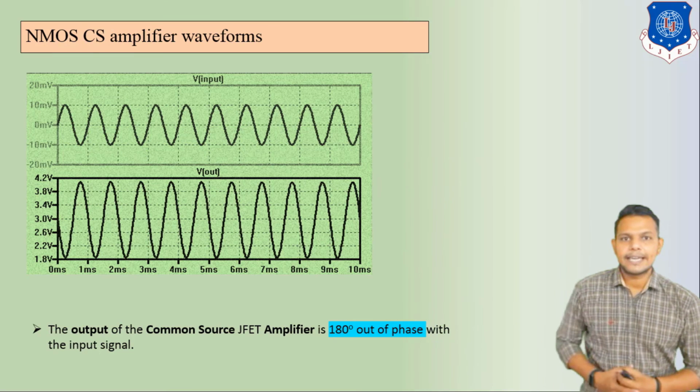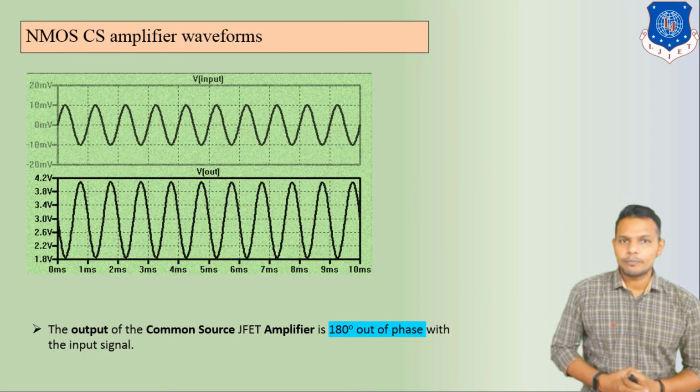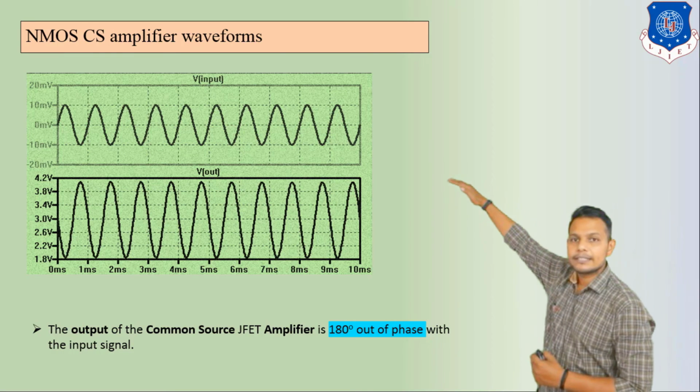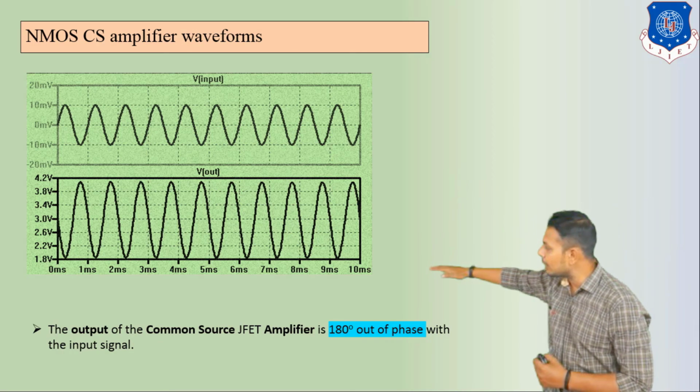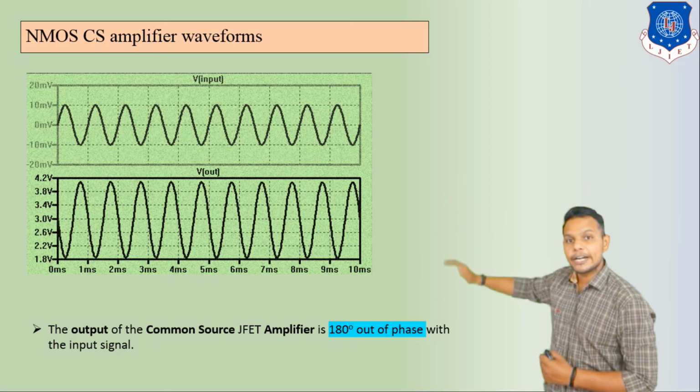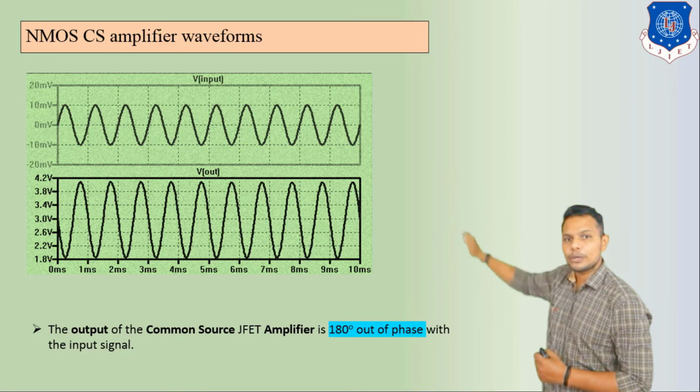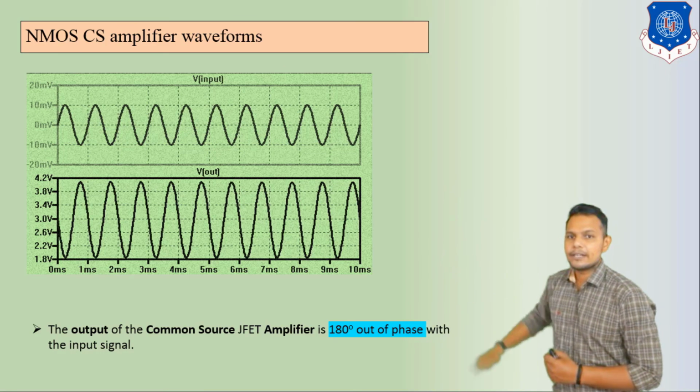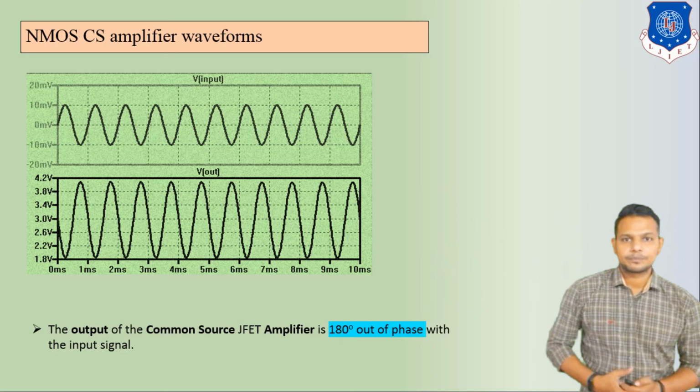Here we can see this is the NMOS CS amplifier waveform. First we can see this is the input waveform, and below it is the output waveform. So there is a difference, 180-degree phase shift between input and output. Here we can see that in the waveform.